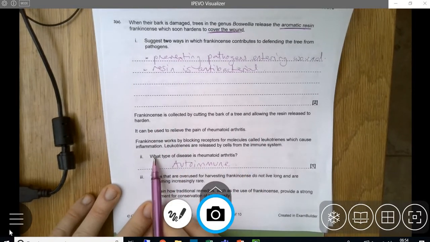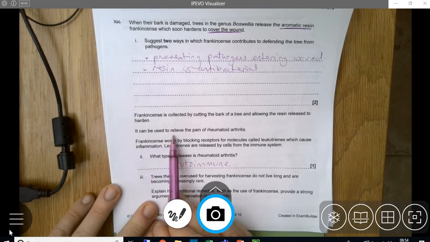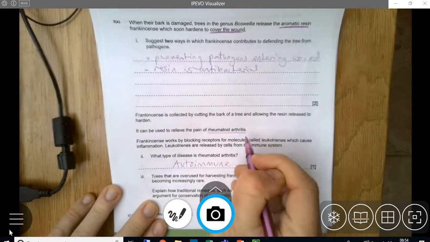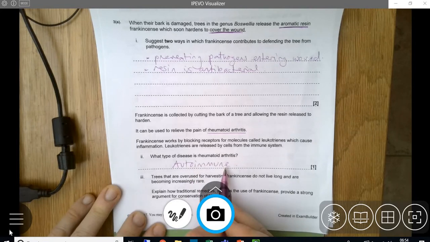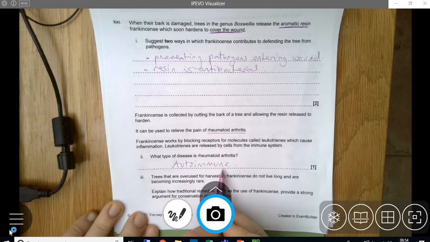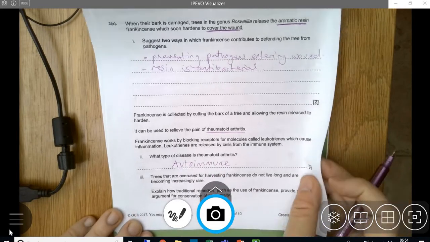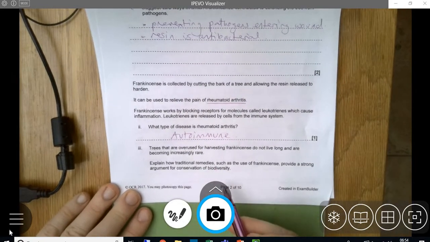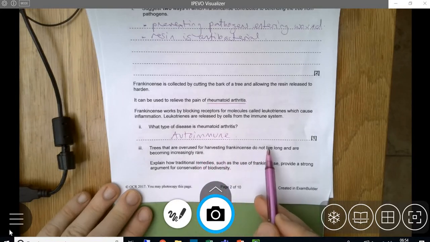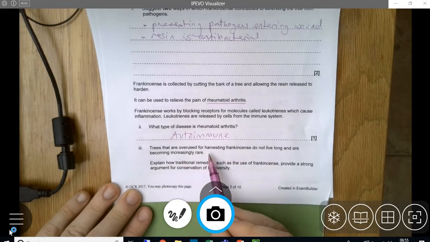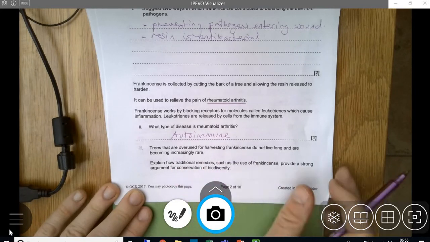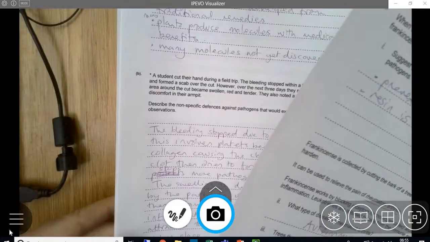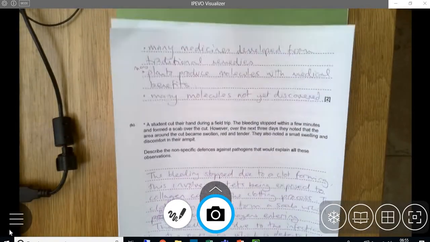Then this question talks about frankincense being used to relieve the pain of rheumatoid arthritis. It just asks what type of disease is rheumatoid arthritis, and we need to know that it is an autoimmune disease. That is one of the diseases I asked you to find out a little bit more about. Then it talks about trees being overused for harvesting frankincense, which do not live long and are becoming increasingly rare. It asks you to explain how traditional remedies, such as the use of frankincense, provide a strong argument for conservation of biodiversity. So there are a couple of points that we can make here.